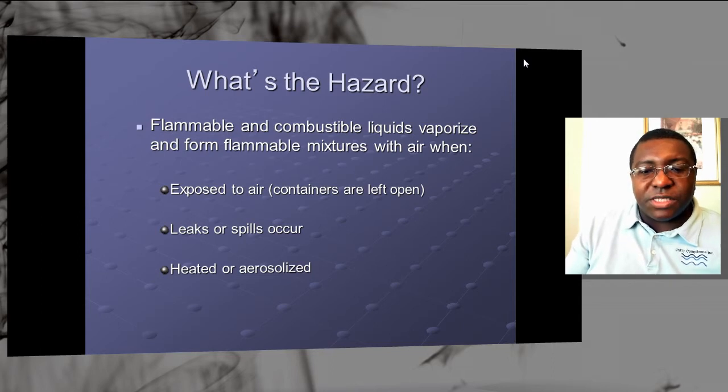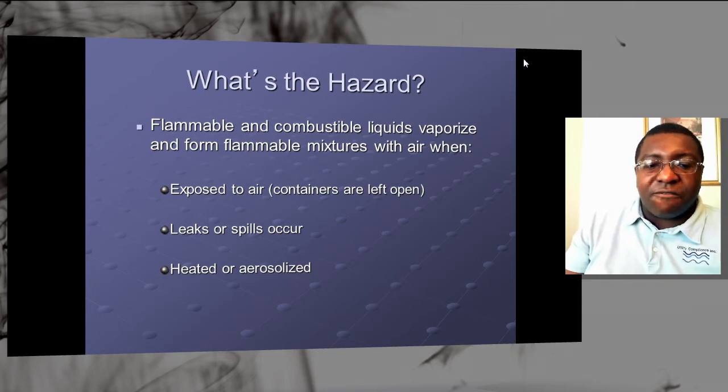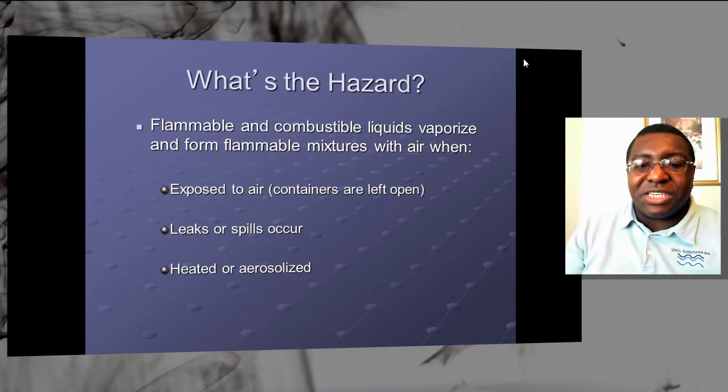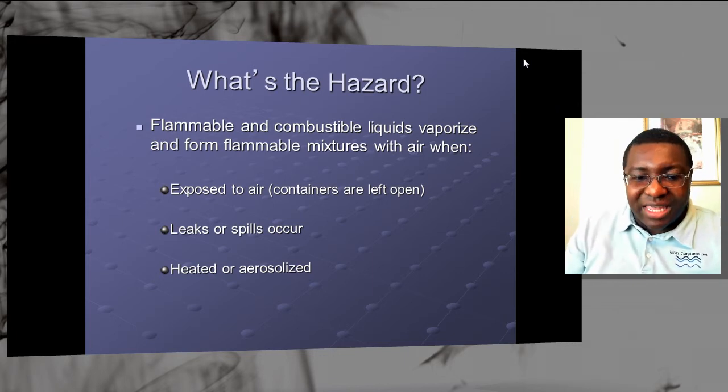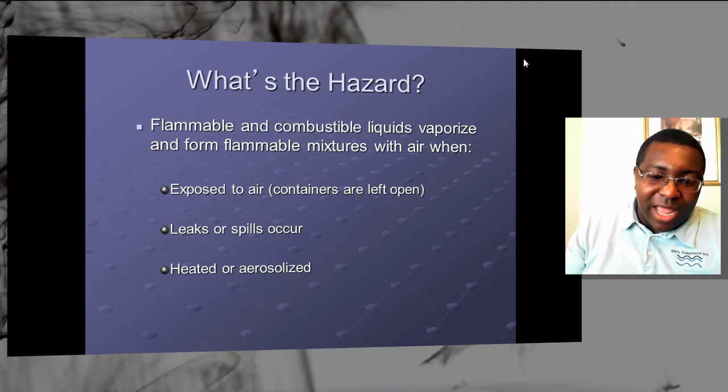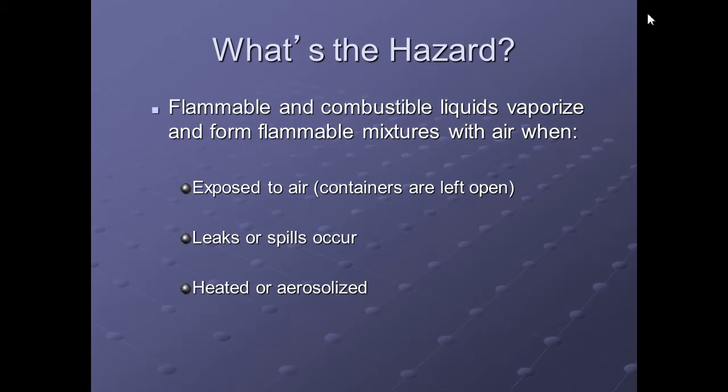Flammable and combustible material vaporizes and forms flammable mixtures in the air when exposed to air, when a container is left open, when leaks or spills occur, or when heated or aerosolized. Those are the ways that flammable and combustible vapors can become a flammable mixture. So that's not even the liquid itself, that's just the vapors off of the liquid.